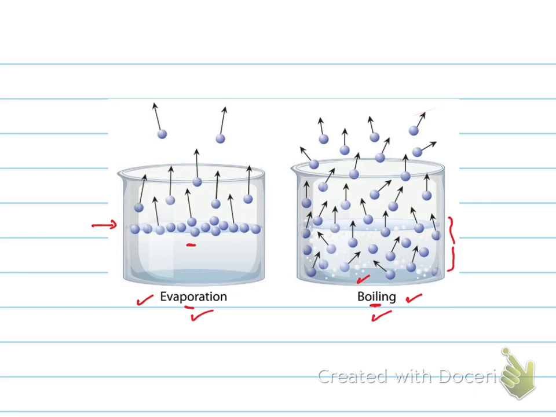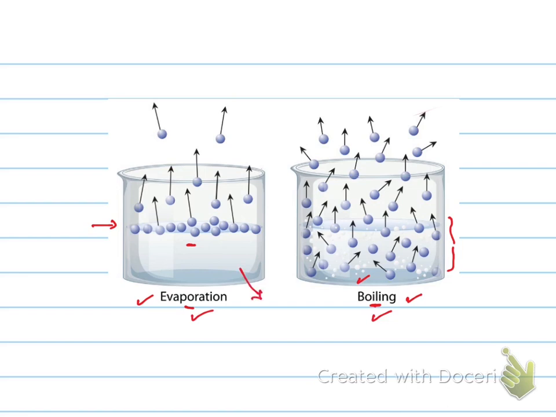Evaporation takes place at the surface. Boiling takes place throughout the whole liquid. Evaporation is slower than boiling. Boiling is faster than evaporation. During boiling, there are bubbles, but during evaporation, there are no bubbles. Boiling takes place at the boiling point, but evaporation takes place at any temperature.